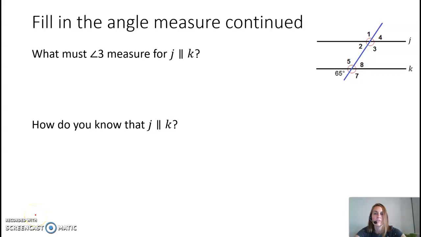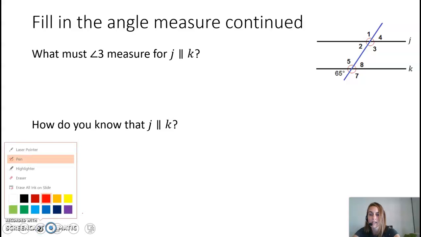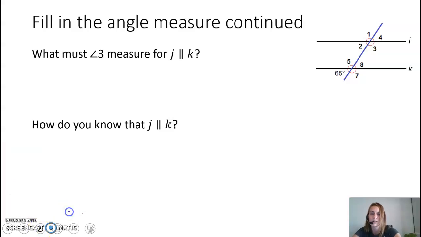What must angle 3 measure for line J to be parallel with line K? So if we look, we're given this one angle measure here of 65, but we want to know what the angle measure for 3 needs to be in order for those to be parallel. So what does this angle need to be for line J and line K to be parallel with each other?